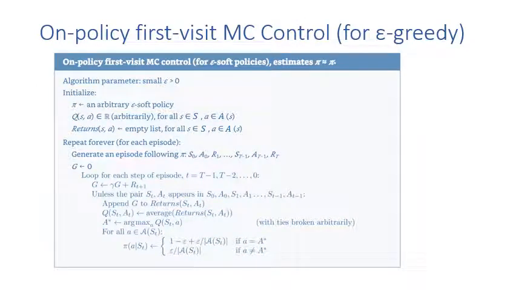The epsilon greedy method is to choose the greedy action 1 minus epsilon of the time and choose a random action epsilon of the time. Here we have multiple actions, so we divide the epsilon probability by the number of actions.